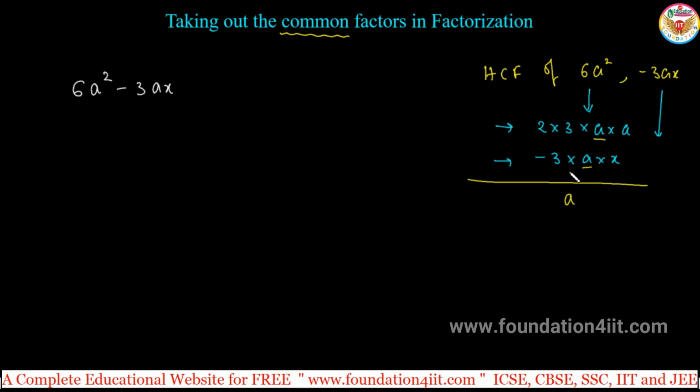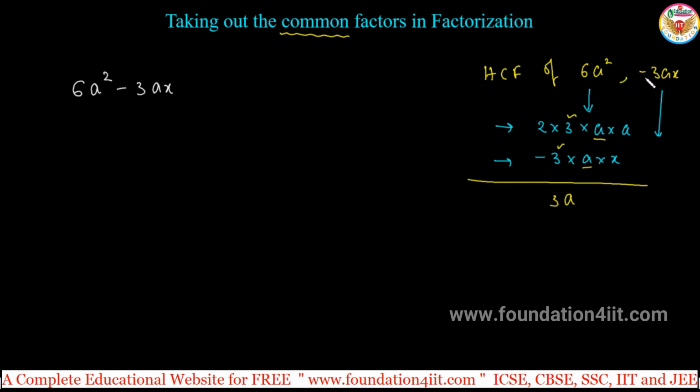Once you take a, again 3 is the common. So 3a. This is only the maximum. Again a is here and there is no more a in this. 2 is here, there is no other 2. Now the highest common factor of 6a square minus 3ax is 3a.